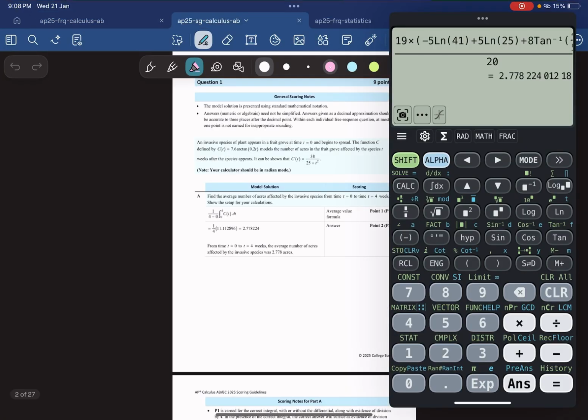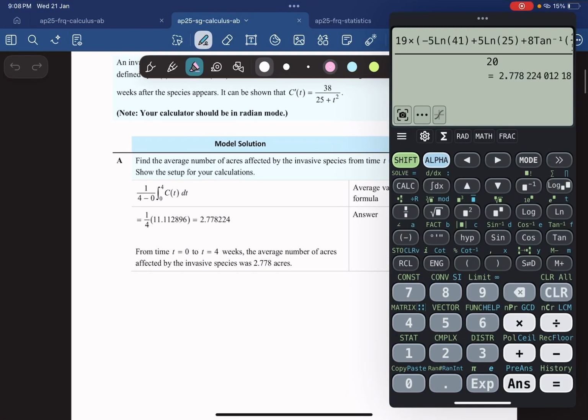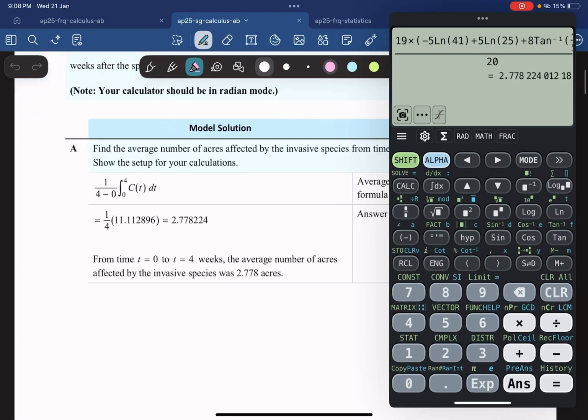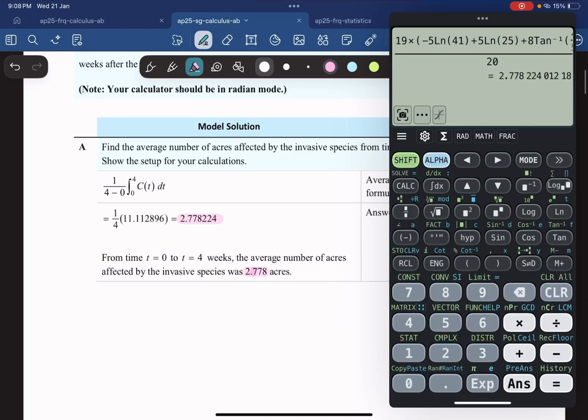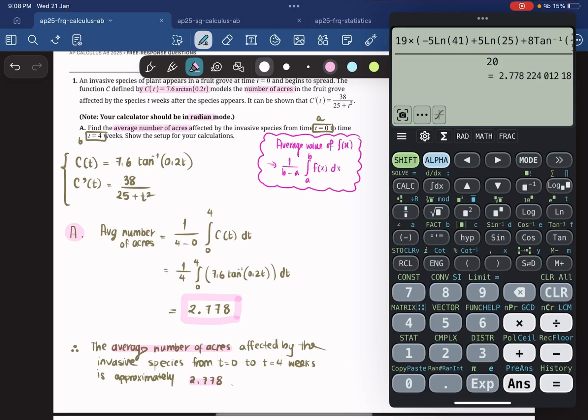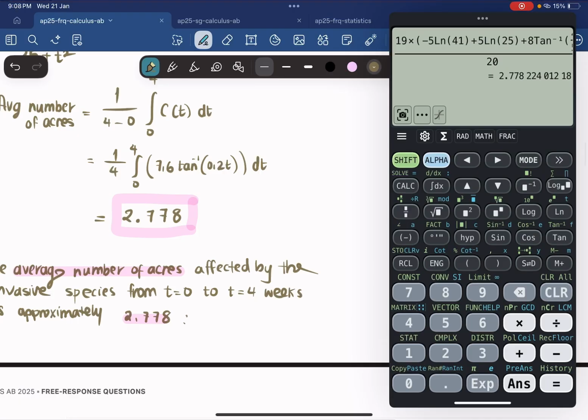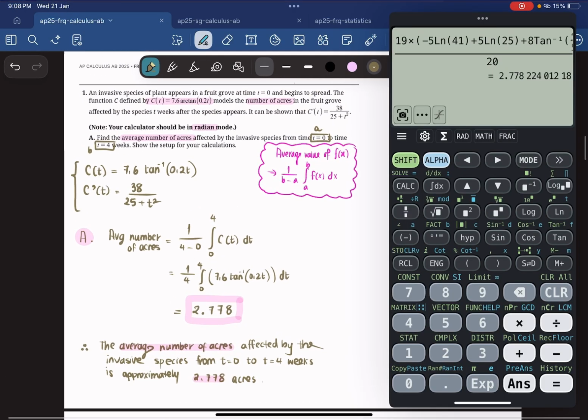So we can look at the scoring guidelines. You get this answer 2.778244, but of course you have to round your answer to 3 decimal places. So from time t equals 0 to 4 weeks, the average number of acres affected by the invasive species was 2.778 acres. And that's our final answer for part A.